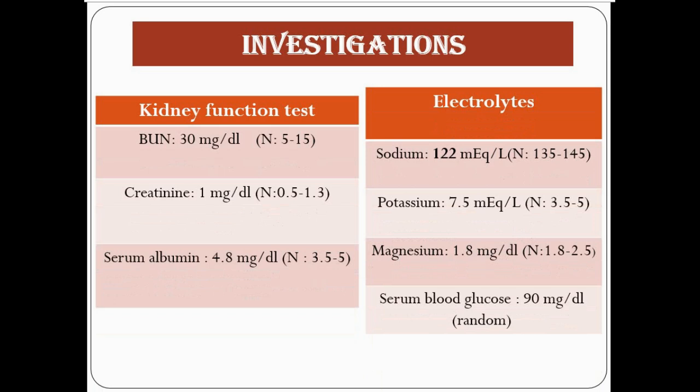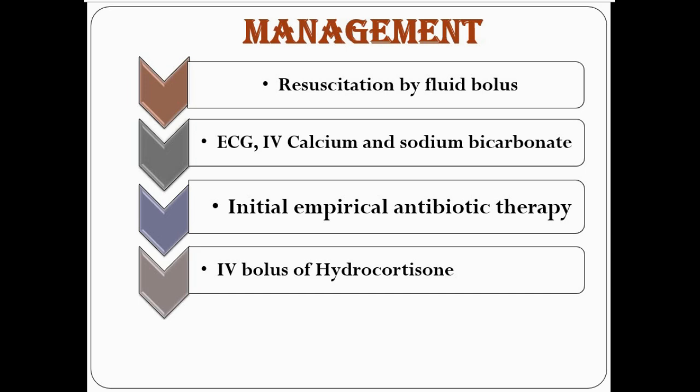We have a pre-renal element in that infant, and we also have hyponatremia, hypokalemia, and normal blood glucose. We started management of this child with resuscitation by intravenous fluid bolus therapy, and an ECG was done to exclude any ECG changes and for further management of hyperkalemia. Initial empirical antibiotic therapy was started, and an IV bolus stress dose of hydrocortisone was given.